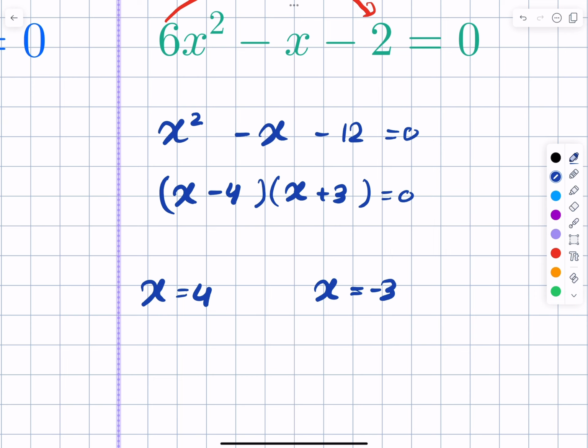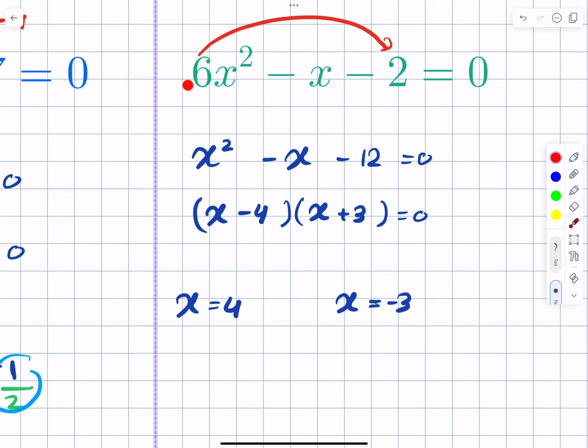Now, to get the solutions to the original equation here, we divide by this number, the coefficient of x squared. So we divide here by 6 and here by 6. The first solution here is 2 divided by 3 when simplified. And here, if we simplify -3 over 6, we would have -½. So these are the two solutions to this original equation.